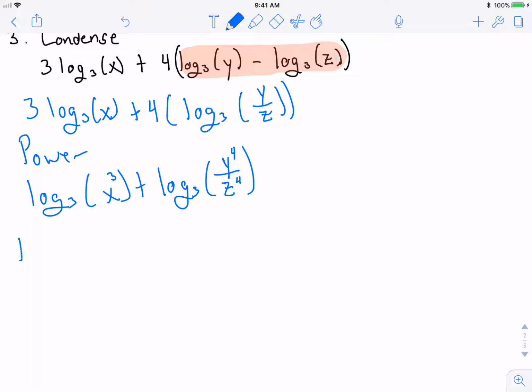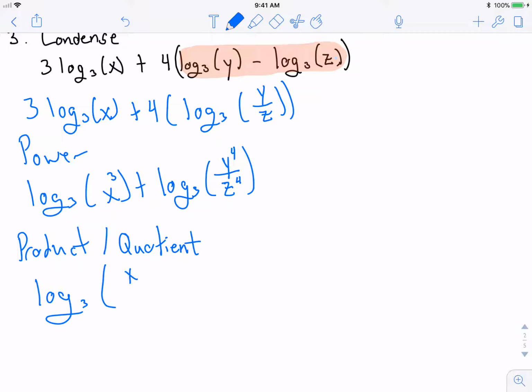We finish this off with our product and quotient rule. And the addition outside of the logarithm becomes multiplication on the inside. So this is log base 3 of x cubed times y to the 4th divided by z to the 4th. With multiplication, we can simply combine the numerators and we're happy. This has been simplified down to one log, and we can see what's in the numerator and what's in the denominator. Okay, next example.